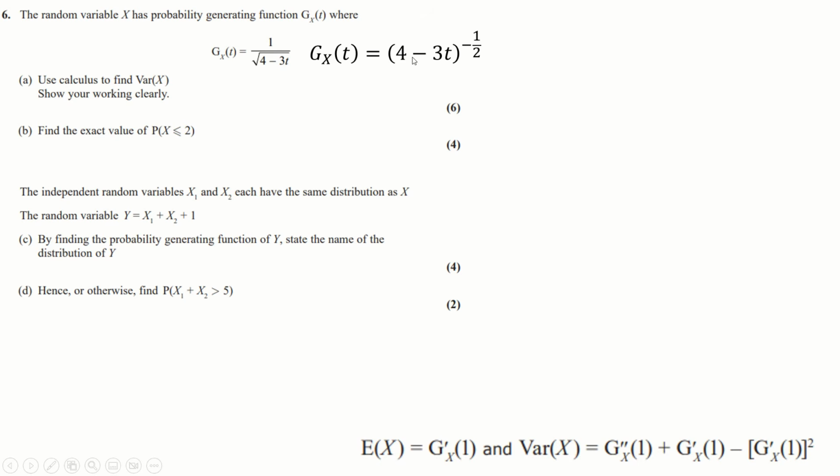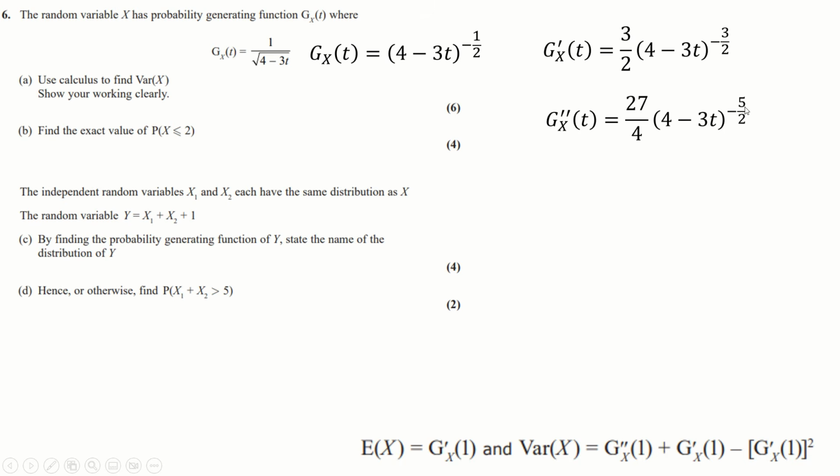So let's differentiate it. Let's write it like this so we can actually differentiate. Bit of chain rule, bring the minus a half down, times by minus 3, which makes positive 3 over 2, and then just take away 1 from up there. And then just do it again. Bring this minus 3 over 2 down. That makes minus 9 over 4. But then also times by minus 3, that makes plus 27 over 4.